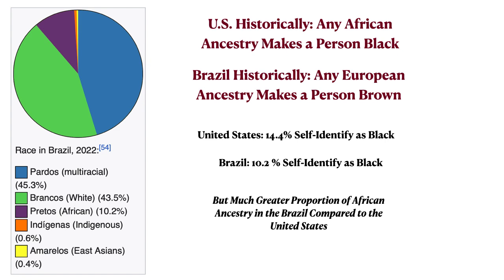You could see almost half of the population larger than the white population. So these are people of mixed African, European, and indigenous ancestry. So a different way of classifying people. But it is, despite this, important to note there's a much greater proportion of African ancestry, or genes, if you will, in Brazil compared to the United States.